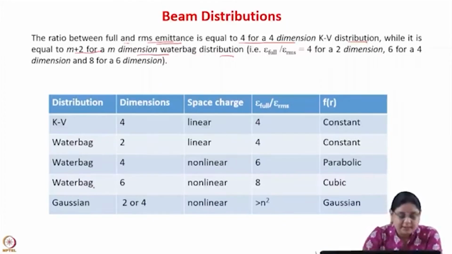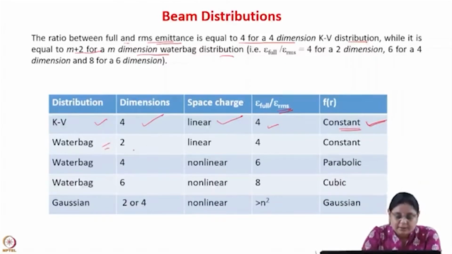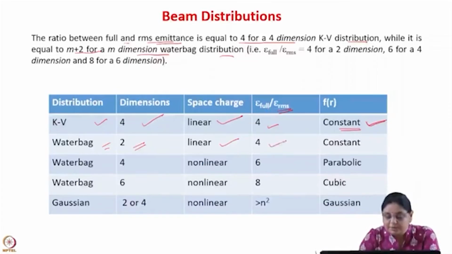So just summarizing here, we have a KV distribution. This is defined in 4 dimensions. The space charge here is linear, and the ratio of the full emittance, that is the area occupied by all the particles of the beam, to the RMS emittance is 4, and in real space the distribution is a constant. Similarly, a 2D water bag is defined in 2 dimensions. So any two-dimensional projections are uniform. The space charge again is linear here, and the ratio of the full emittance to the RMS emittance is 4 here. Again, the charge density is constant or uniform in real space.